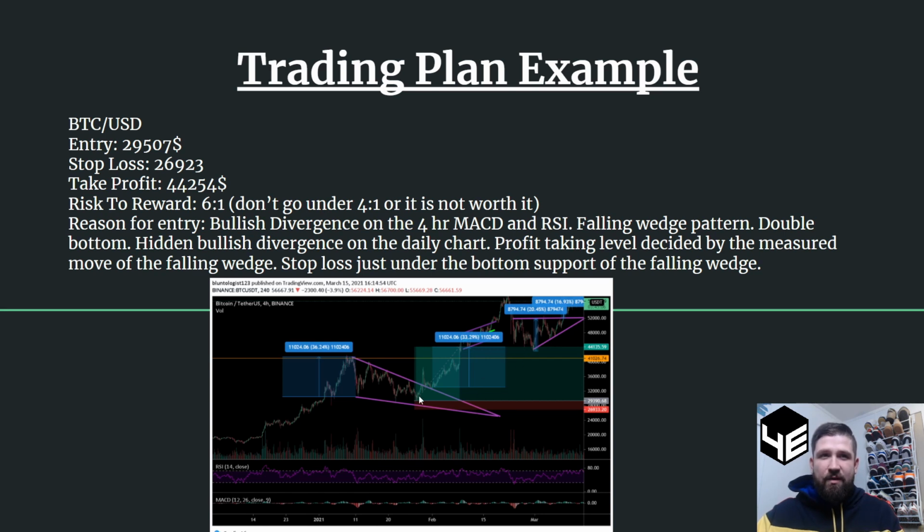Our next edge is the double bottom. So you have one bottom and the second bottom. That would be another edge. Then another edge we had on this trade, which I unfortunately don't have the chart up, but on the daily chart, there was hidden bullish divergence.